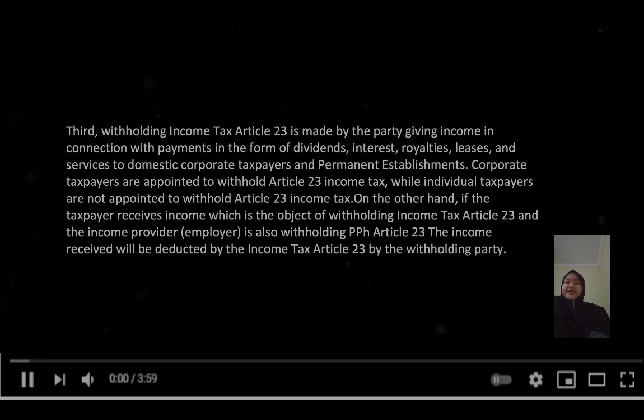Third, withholding income tax Article 23 is made by the party giving income in connection with payments in the form of dividends, interest, royalties, leases, and services to domestic corporate taxpayers and permanent establishments. Corporate taxpayers are appointed to withhold Article 23 income tax, while individual taxpayers are not. On the other hand, if the taxpayer receives income which is the object of withholding income tax Article 23, the income received will be deducted by the income tax Article 23 by the withholding party.